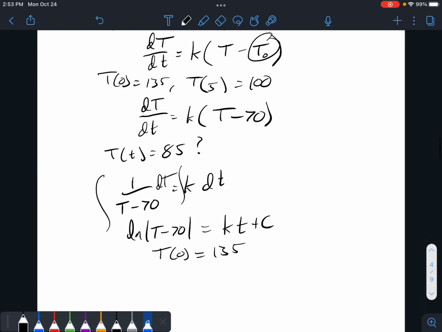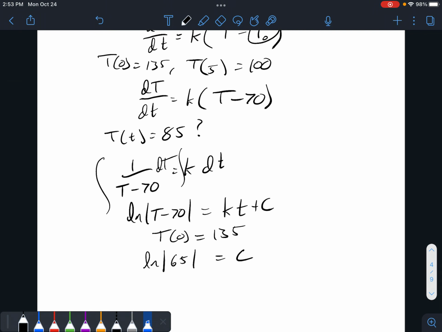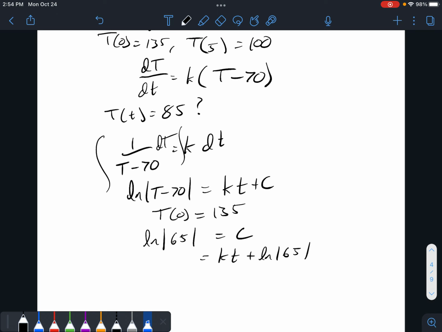T of 0 is 135, so if I plug in little t equals 0, that should tell me that capital C, so k times 0 plus C is on the right-hand side, and now ln of capital T minus 70, 135 minus 70 is 65. So C would be ln of the absolute value of 65. Maybe it would have been smart to do e to the power of both sides first, but I didn't.